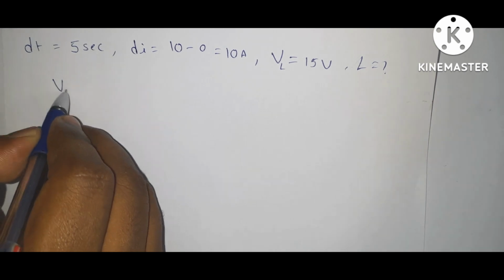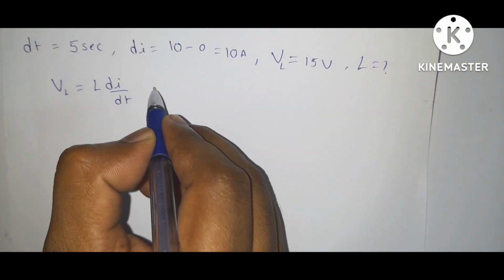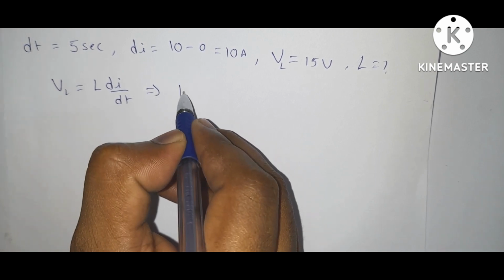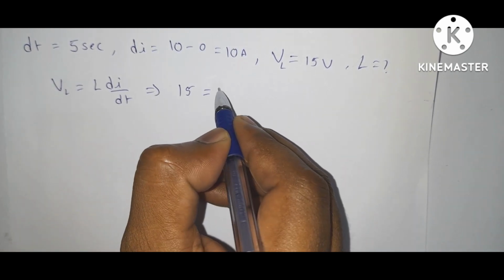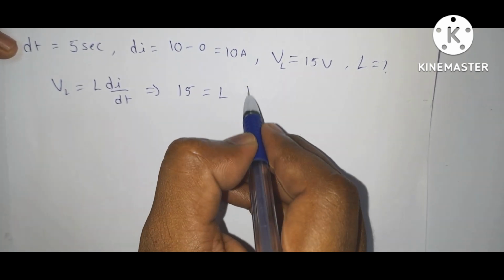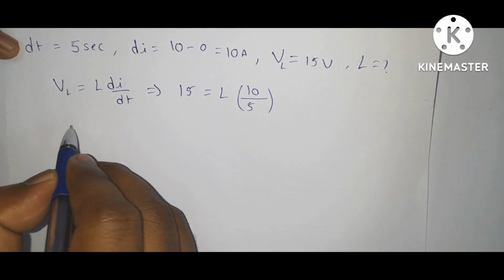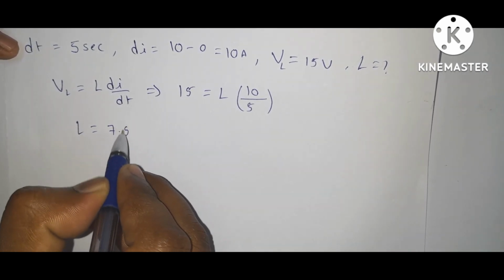So what is VL? VL is equal to L di by dt. From this expression, 15 is equal to L, which is the unknown quantity, times 10 by 5. So what is L? 7.5 Henry.